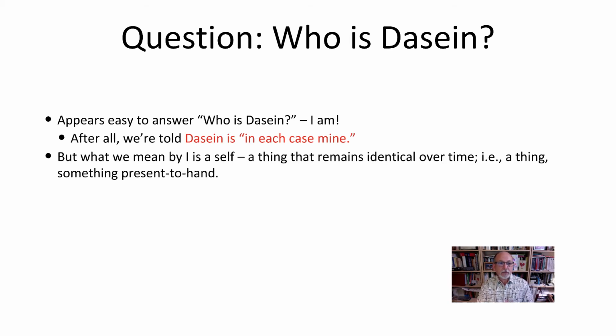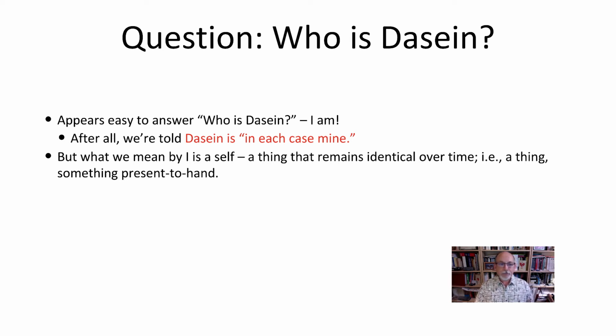And Heidegger says, well, not so fast. What we mean by I is a self, a thing that remains identical over time, something present at hand. So when we say, well, I am, Heidegger says, well, it all depends what you mean by I. If you mean that the I is something that stays the same throughout all the many changes that you've gone through from the time of your birth to this moment today, if you mean that there's some kind of substantial something or other, like a thinking thing or a rational structure or an immortal soul or something like that, that just is one of the things in the big bucket of items, little b beings in the world, according to world definition number one, Heidegger says, that's what you mean.